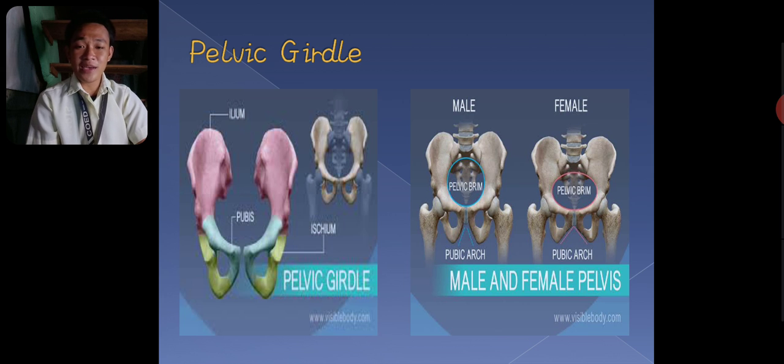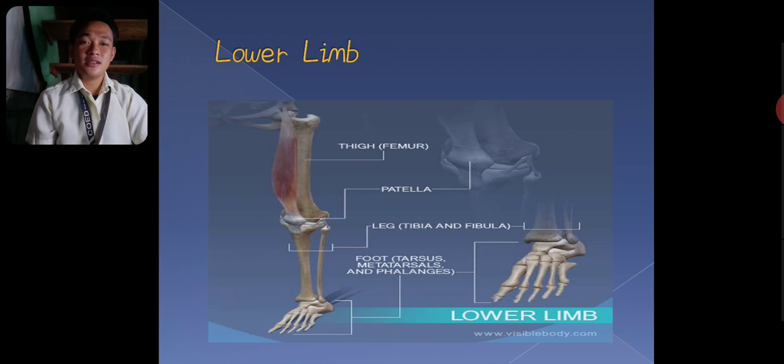Third, the male pelvis is deeper and has a narrower pelvic outlet than the females. So, dumako tayo ngayon sa lower limb.